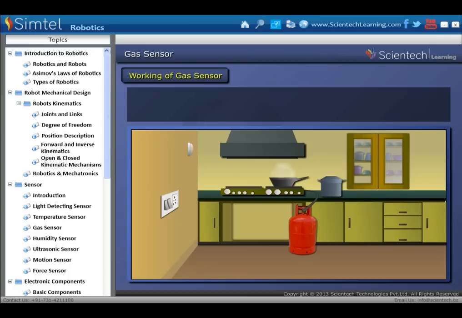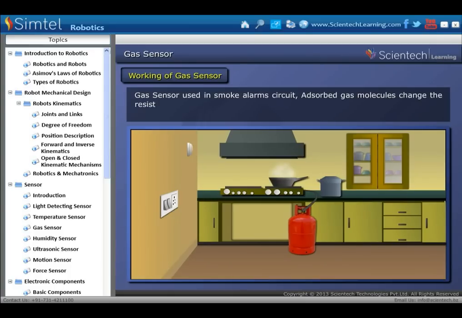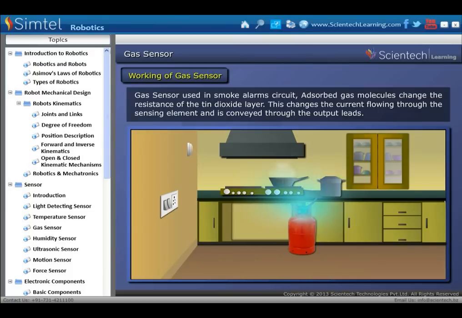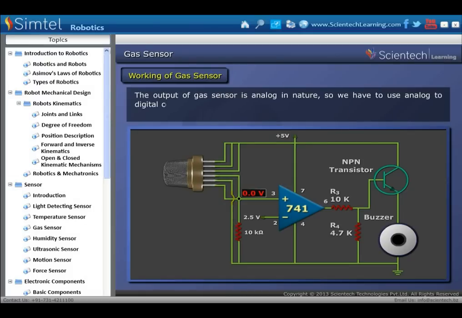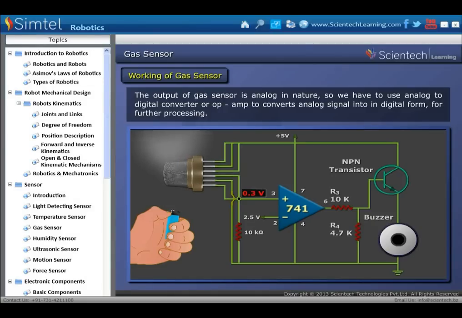Next is working of gas sensor. Gas sensor used in smoke alarm circuit absorbs gas molecules and changes the resistance of the tin dioxide layer. This changes the current flowing through the sensing element, and is conveyed through the output leads. The output of gas sensor is analog in nature, so we have to use an analog to digital converter or op-amp to convert the analog signal into digital form, for further processing.